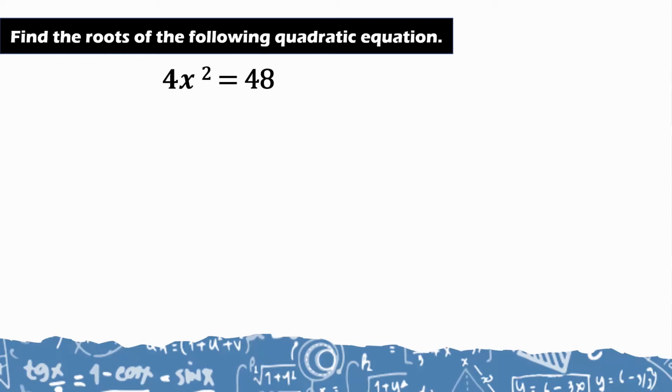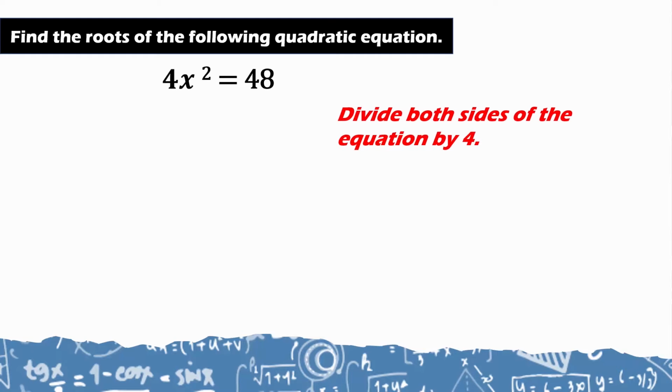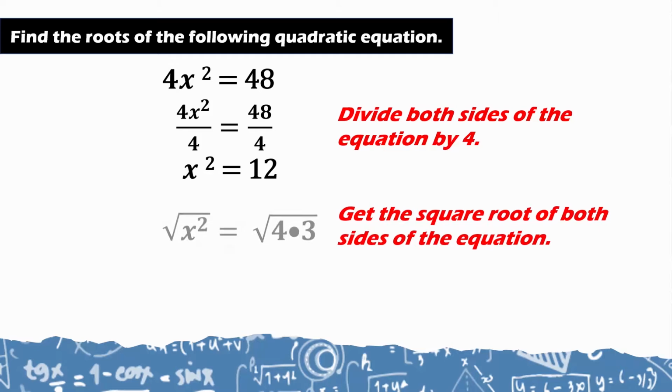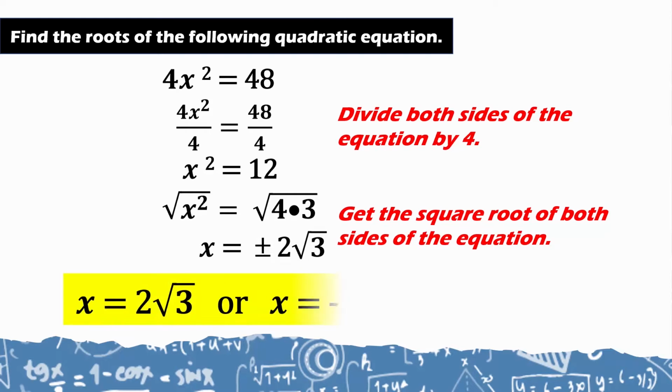Let us have another example. We have 4x squared equals 48. Dividing both sides of the equation by 4, that is x squared equals 12. And then extracting the square root of both sides of the equation will give us x equals positive or negative 2 square root of 3. And then therefore, the roots of the quadratic equation 4x squared equals 48 are x equals 2 square root of 3 or x equals negative 2 square root of 3.